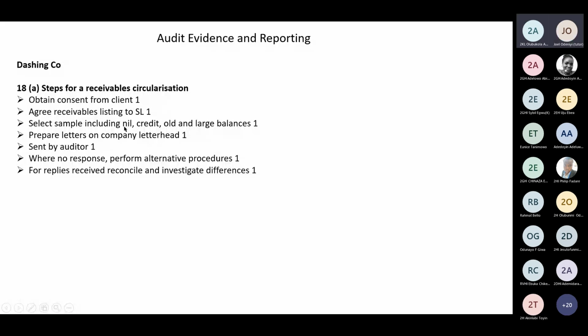Prepare the letter on the company's letterhead. The letter should always be sent by the company's auditor. Where there's no response, perform alternative procedures. And for replies that were received, reconcile and investigate differences. So these are the typical steps. But remember, in this question, the examiner only asks you for 4, I mean, there's only 4 marks. So if you state 4 steps, you're going to be fine. You don't necessarily have to list all the ones here. This is just for your knowledge in case they tweak this question and ask you something else in the exam.